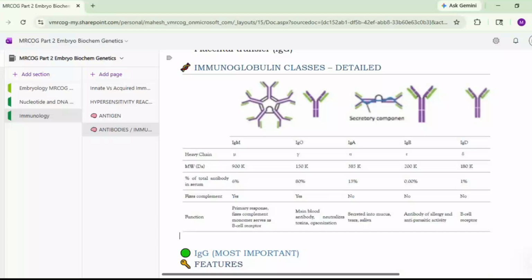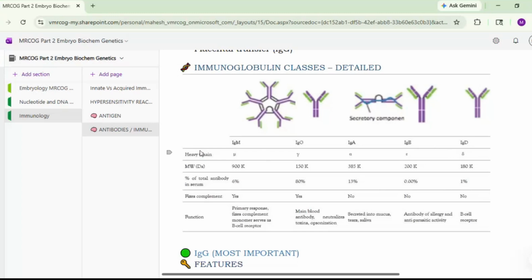Now, what are the different classes? We have seen there are 5 classes of antibodies, depending upon the heavy chain. They are IgM, IgG, IgA, IgE, and IgD. Here the heavy chain type is mu, here it is gamma, here it is alpha, here it is epsilon, and here it is delta. So depending upon the type of heavy chain which is present, they are labeled into 5 different classes.